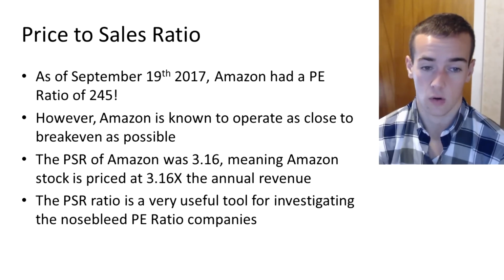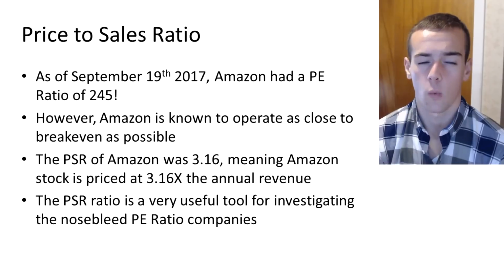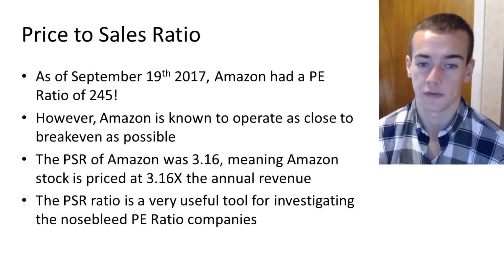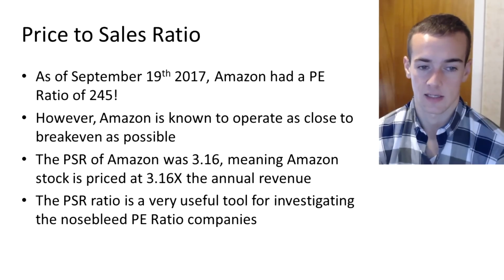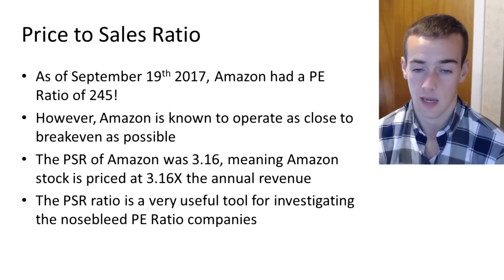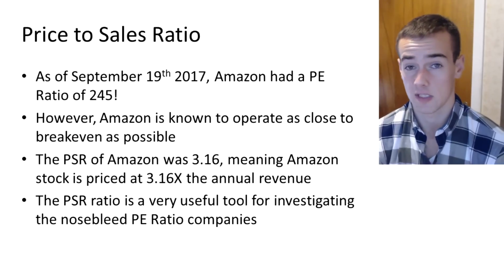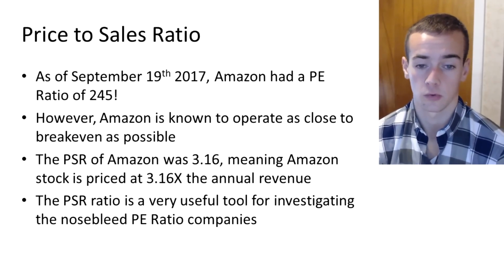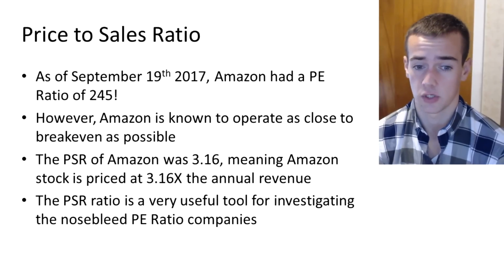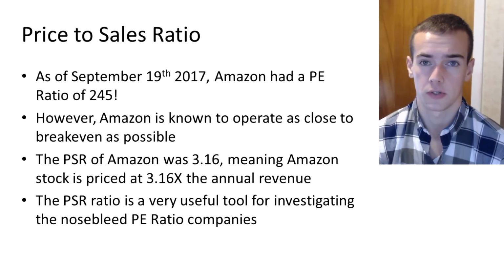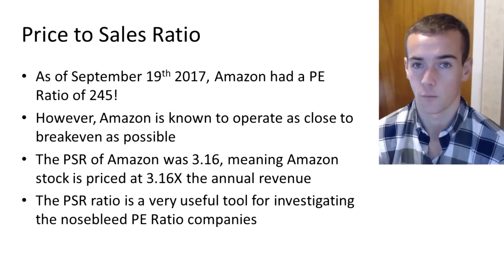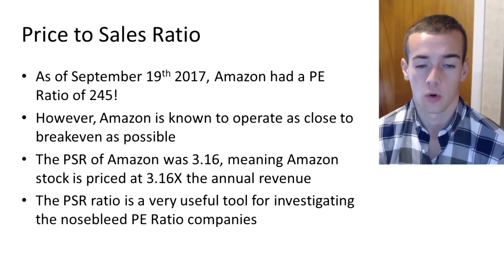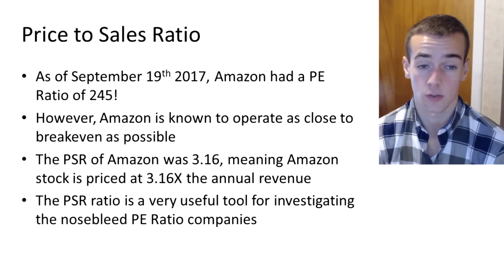Then we look at the PSR. That gives us a better idea of why this PE ratio is so high. The PSR of Amazon was 3.16, meaning Amazon stock is priced at 3.16 times the annual revenue, which is far more reasonable than a PE ratio of 245. So the PSR is very useful for investigating the nosebleed PE ratios of a company. And again, you can also use the PEG to get an idea of whether or not that PE ratio is justified.